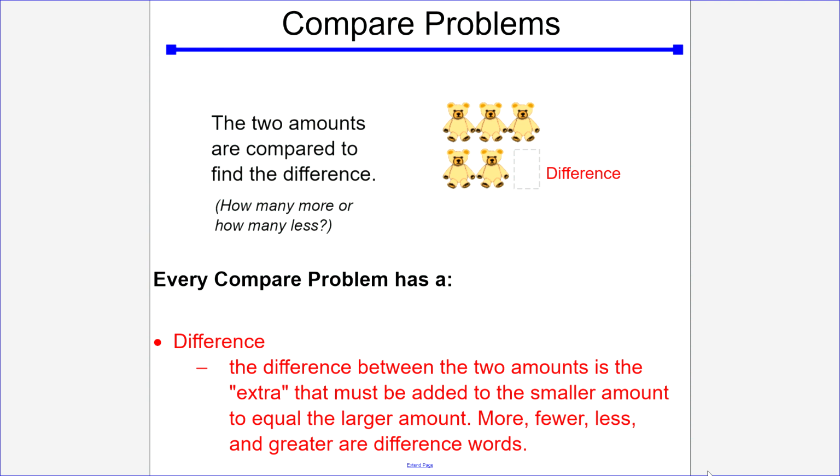Difference words are words that show a difference or that you are comparing. Words like more than or less than, larger than or smaller than, taller than or shorter than, words that show you're comparing two things. Remember, once you've found the difference words within a problem, that tells you that piece of information is the difference.